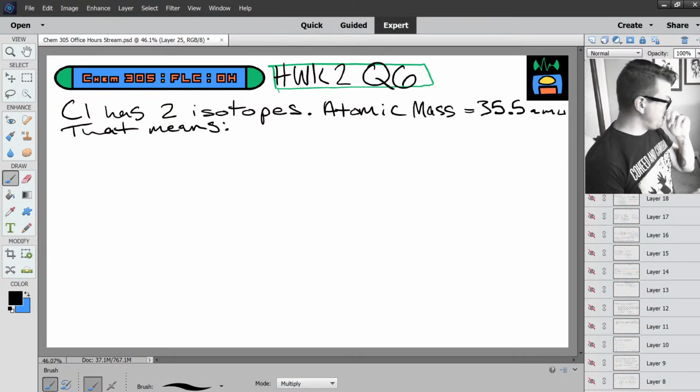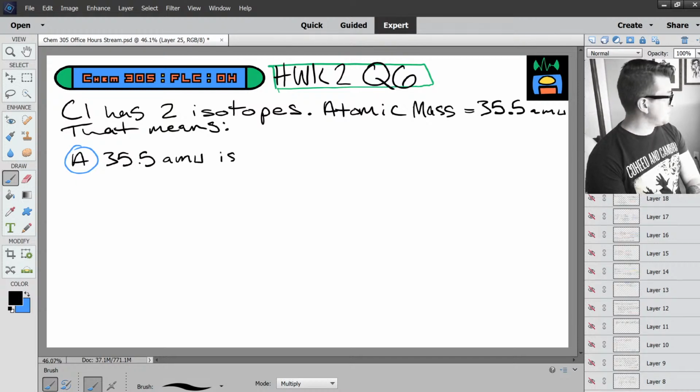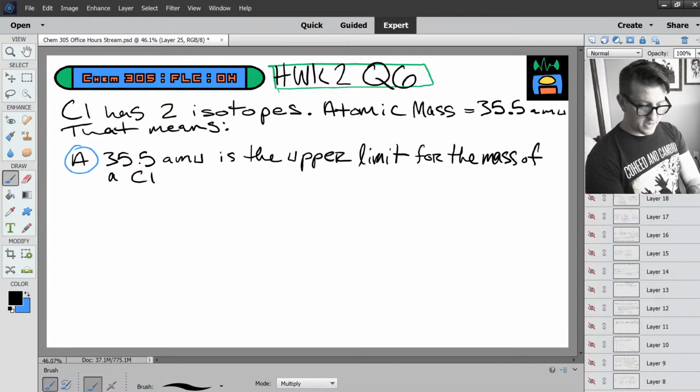And then they give us 4 answers. A means that 35.5 AMU is the upper limit for the mass of a chlorine atom.